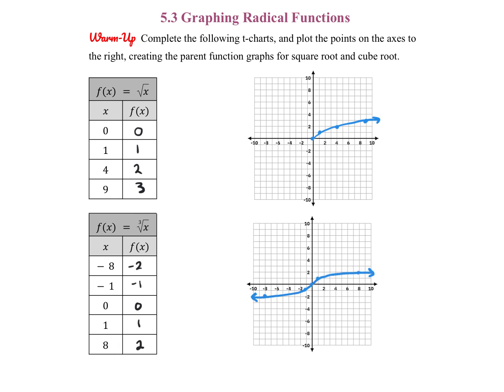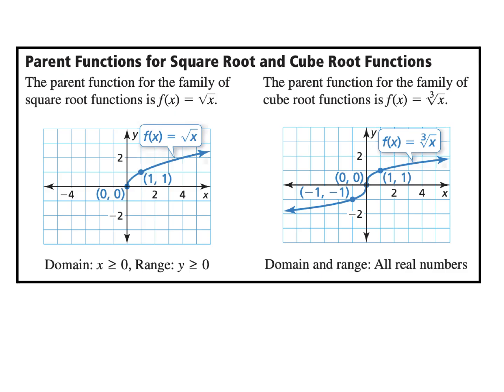So the right side looks similar to our square root function, but because you can take the cube root of a negative, you see this region down here that our square root function does not have. So again, what you just made are the parent functions for square root and cube root functions. So our parent functions are listed here again.